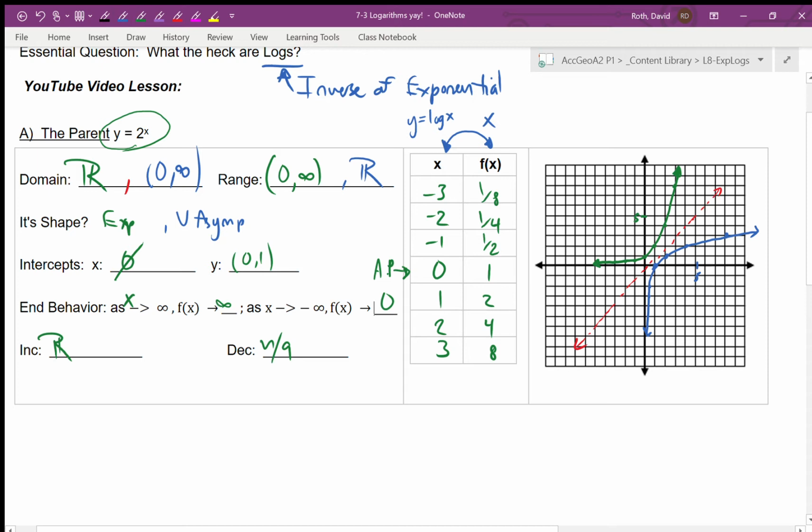So we'll call it log. I'll just make it some name. Is there an x-intercept? Indeed there is. It is the point (1, 0). Is there a y-intercept? Nope. What's the end behavior? As x goes to infinity, my y value goes to infinity. As x goes to negative infinity, it doesn't apply. It's not applicable.